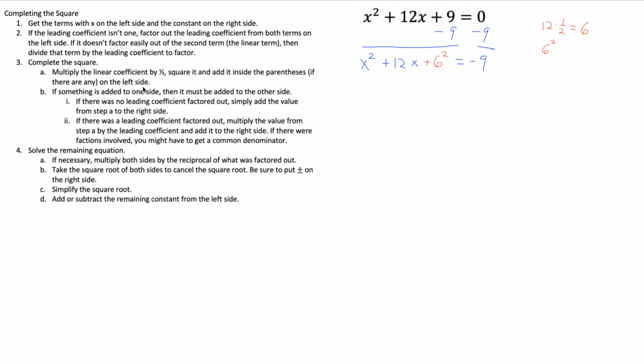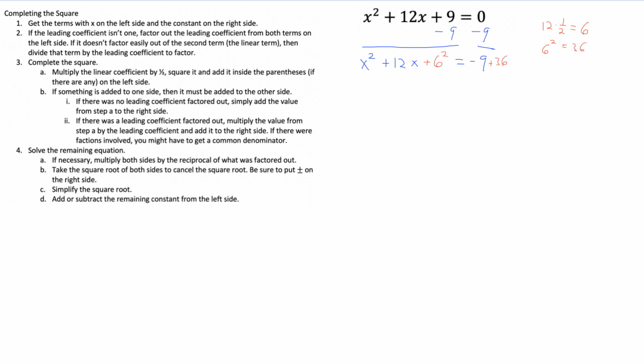All right, if something's added to one side, so we just added 36 here, 6 squared, it must be added to the other side. So if there was no leading coefficient factored out, which in our case there wasn't, simply add the value from the step A to the right side. So we added 6 squared, which is 36, to the left side, so we need to add that also to the right side. So we just completed the square.